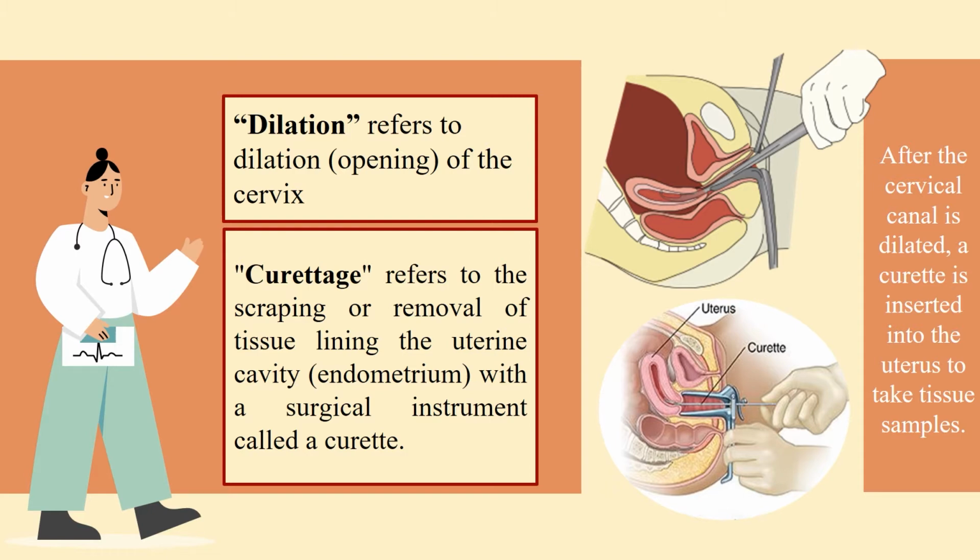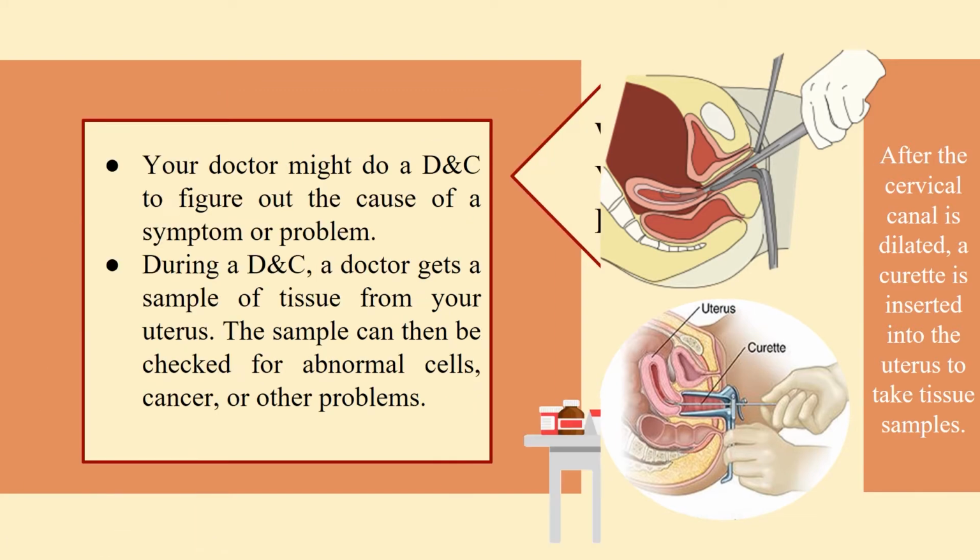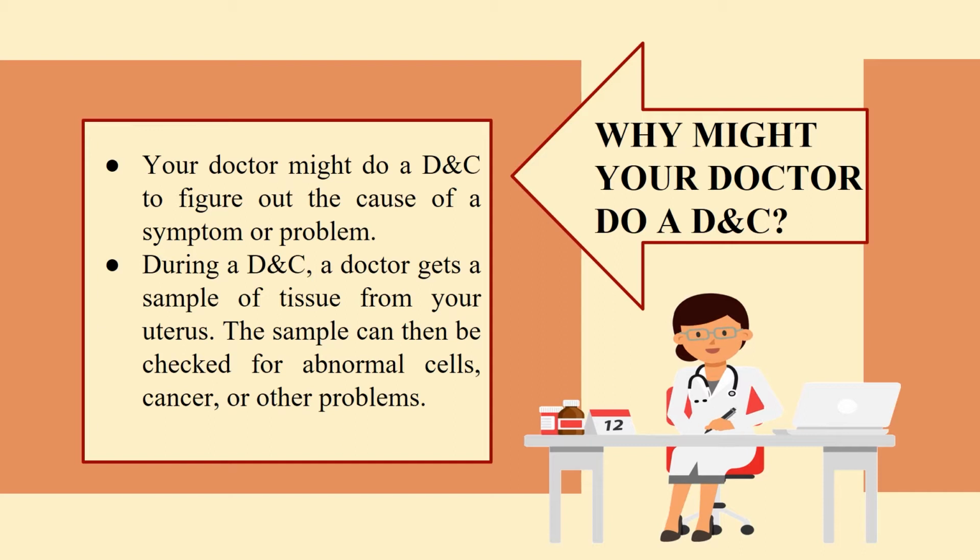Curettage refers to the scraping or removal of tissue lining the uterine cavity, endometrium, with a surgical instrument called a curette. Why might your doctor do a D&C? Your doctor might do a D&C to figure out the cause of a symptom or problem. During a D&C, a doctor gets a sample of tissue from your uterus. The sample can then be checked for abnormal cells, cancer, or other problems.